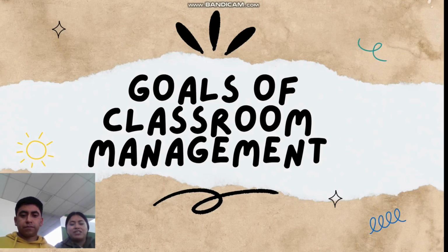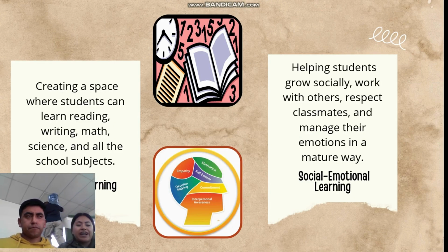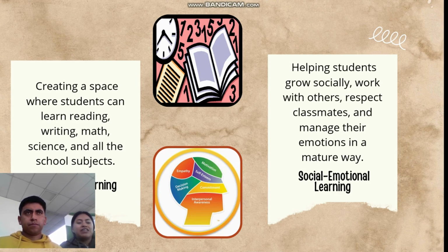Goals of classroom management. In this part we have two important goals. Number one, academic learning. Creating a good space where the students can learn reading, writing, math, science, or other school subjects. Number two, social-emotional learning. The students grow socially, work with others, and respect classmates. They understand that they have to respect other ideas and other feelings.